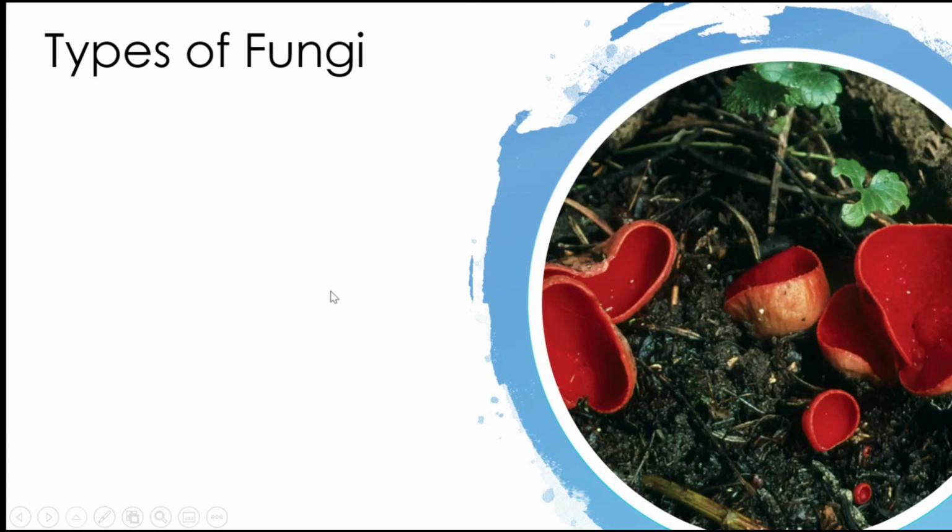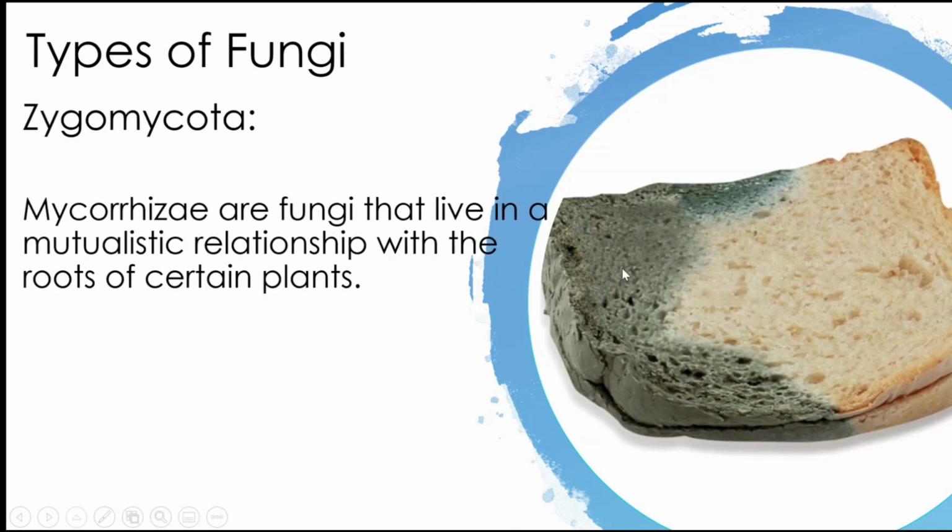Also, we can see here that the black one is considered a Zygomycota, Rhizopus nigricans, or the bread mold. Okay, Rhizopus is the species and nigricans is the genus. I'm sorry, Rhizopus is the genus and nigricans is the species. Nigricans comes from the Latin word that means black because it makes a black color.